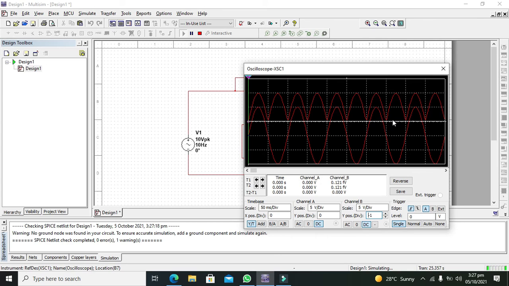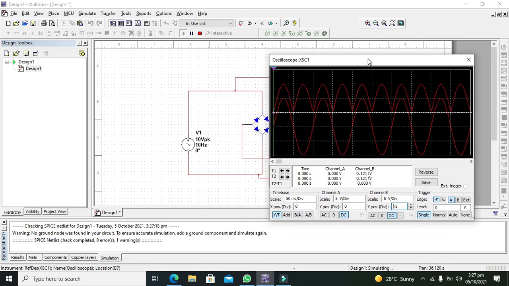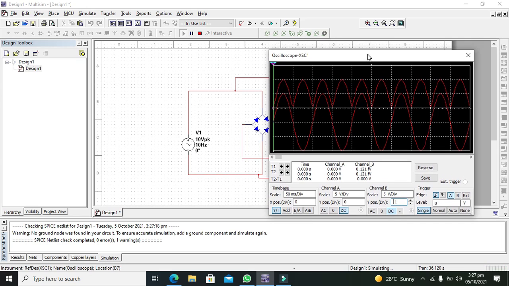After putting a capacitor or certain other filters, we can get a pure DC waveform. So hopefully you got this concept of how we can convert AC into DC with the help of a bridge rectifier within Multisim.